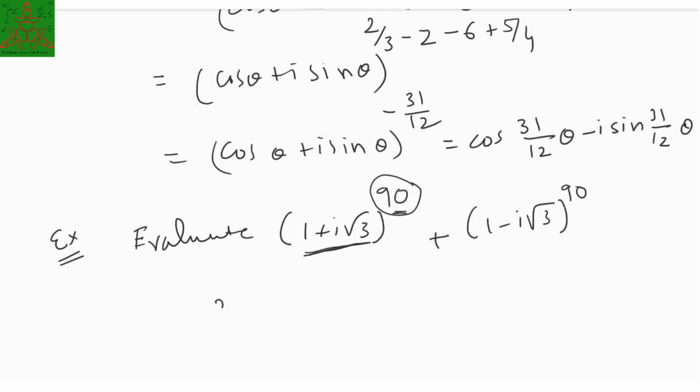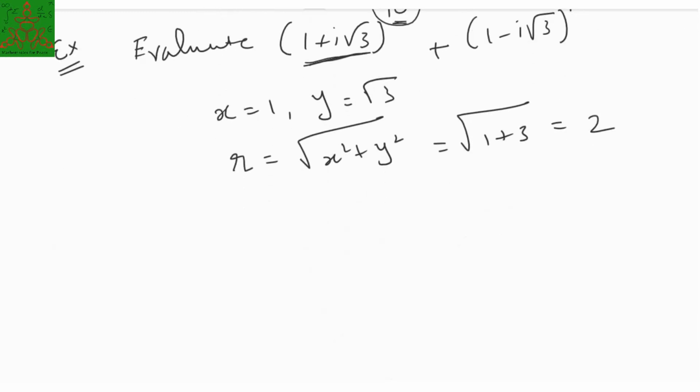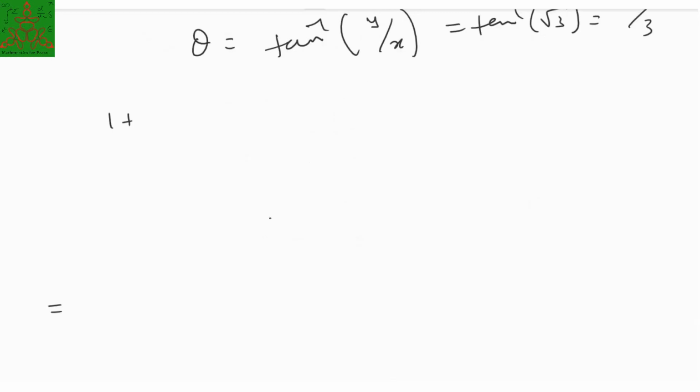So for that I am taking x equal to 1 and y equal to √3. So if x is 1, y is √3, r will be the root of x squared plus y squared, that gives you root of 1 plus 3, and that is 2, because root of 4 will be 2. And for θ, see here x is positive, y is also positive, that means your point lies in the first quadrant, so θ will be tan inverse of y by x, and tan inverse of √3 will give you π by 3.